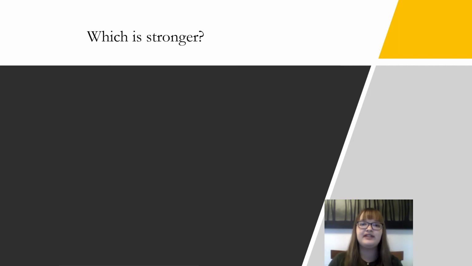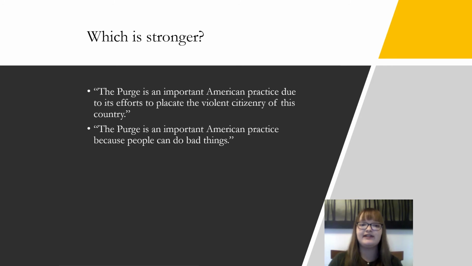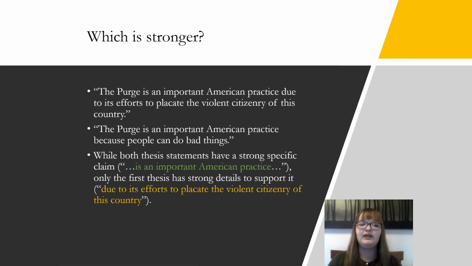Next, we're going to look at two thesis statements side by side and determine which is the stronger of the two. So the first says, the purge is an important American practice due to its efforts to placate the violent citizenry of this country. The second thesis reads, the purge is an important American practice because people can do bad things. So thinking about both of those, which one is stronger? Well, while both thesis statements do have a strong specific claim, which is an important American practice here, only the first thesis has strong details that support the claim, due to its efforts to placate the violent citizenry of this country.